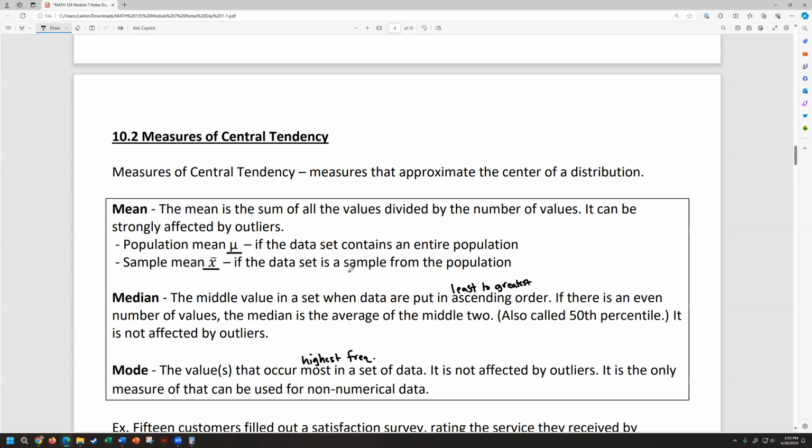You can have no mode if every item in your data set only occurs once. You don't have anything that has more frequency than anything else. So you can have no mode. You can have a single mode, which is one item that occurs the most. Or you could have two or more modes. If you have a bunch of numbers that all occur the most frequently and they all occur the same number of times, so say they all occur 3 times, each of those numbers would be a mode for that set of data. So this is the one that has a lot of flexibility.